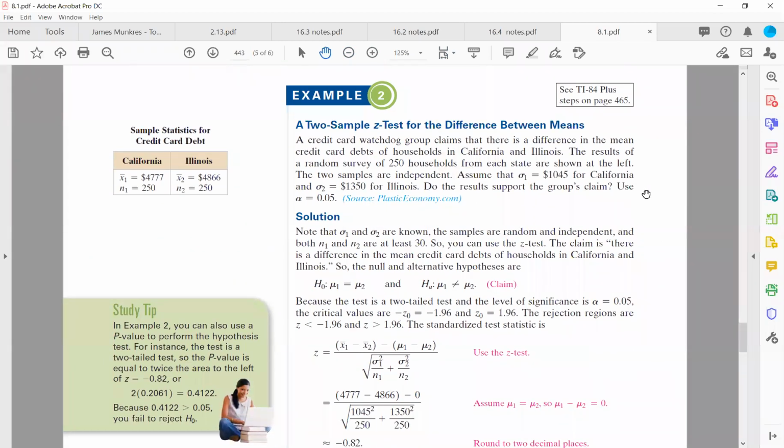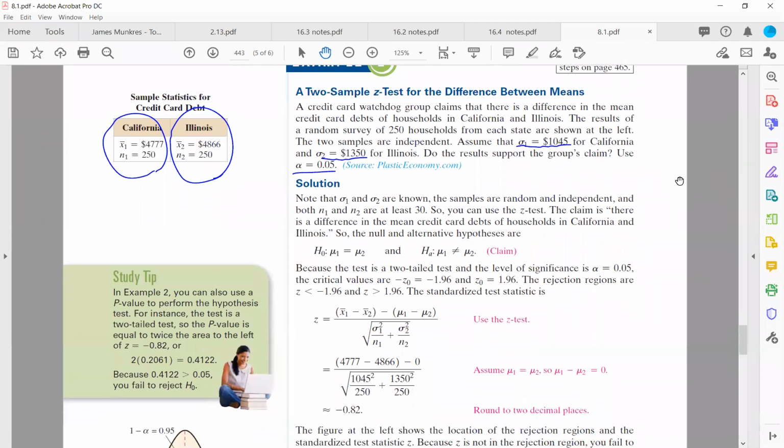So suppose you have two populations and you're taking a sample from each population. The mean of the first sample is 47.77 and its sample size is 250. The second sample mean is 48.66 and the sample size is 250. The question says, suppose the first population standard deviation is 1045, the second population standard deviation is 1350. Your alpha is 5%. Do you reject or fail to reject the null hypothesis?